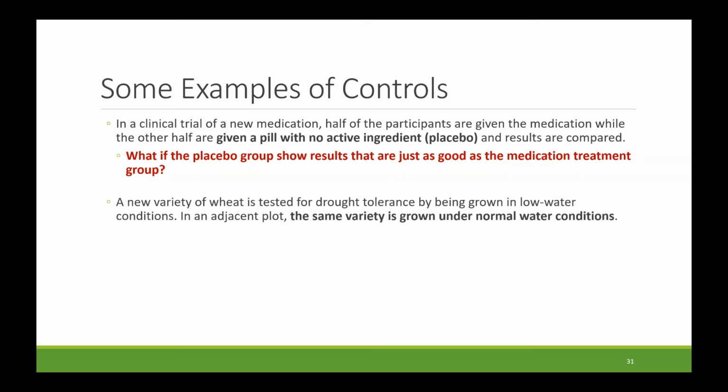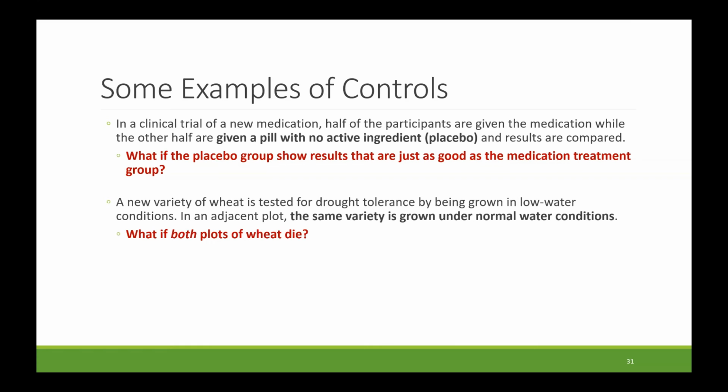And then in an adjacent plot, the same variety of wheat is grown under normal water conditions. The normal water plot of wheat is your control. So why would the researchers do this? Well, what if both plots of wheat die? This then tells you that the problem was not the water level, but something else.